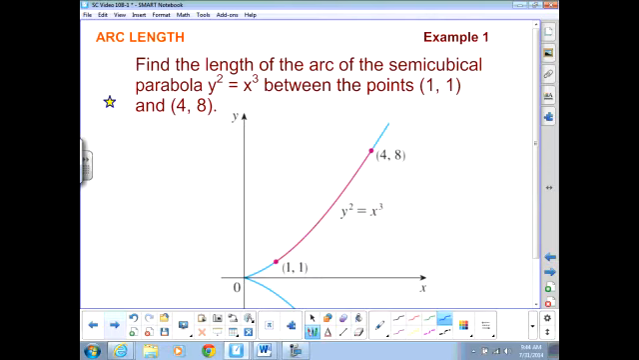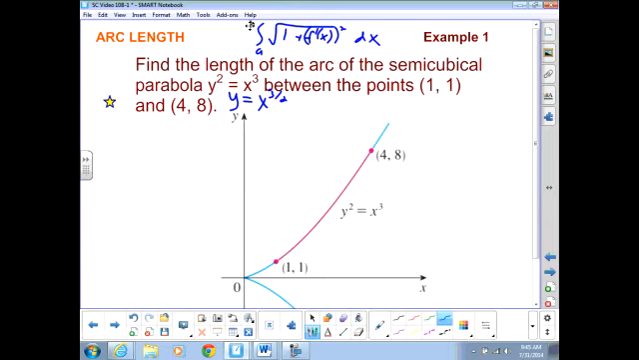So let's look at this example. We want to find the length on this curve from (1, 1) to (4, 8). Well, we know we're going to have our integral be the square root of 1 plus the derivative squared, and then dx at the end. Well, if we get y by itself here, we'll take the square root. That means we'll have x to the 3/2, just by taking square root of both sides.